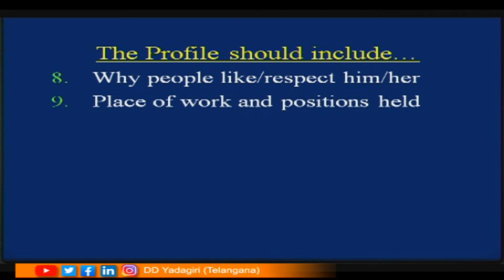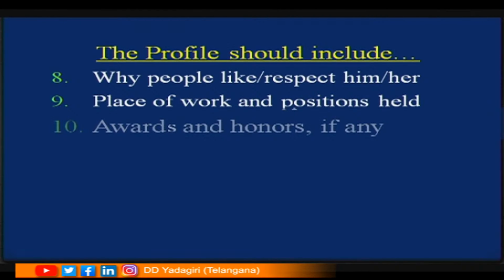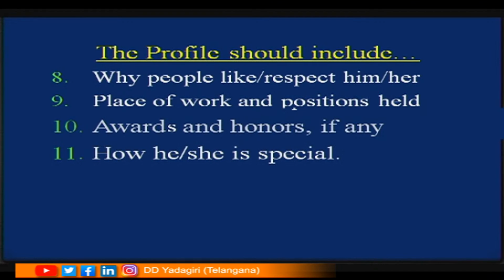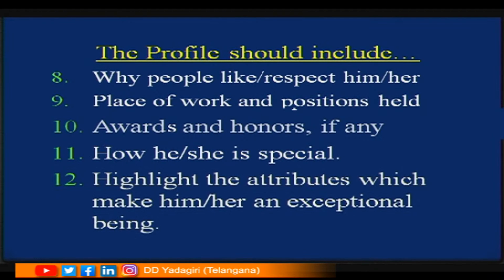place of work and positions held, awards and honors if any, how he or she is special, highlight the attributes which make him or her an exceptional being. These are the major features that we should include while writing a profile of a person.